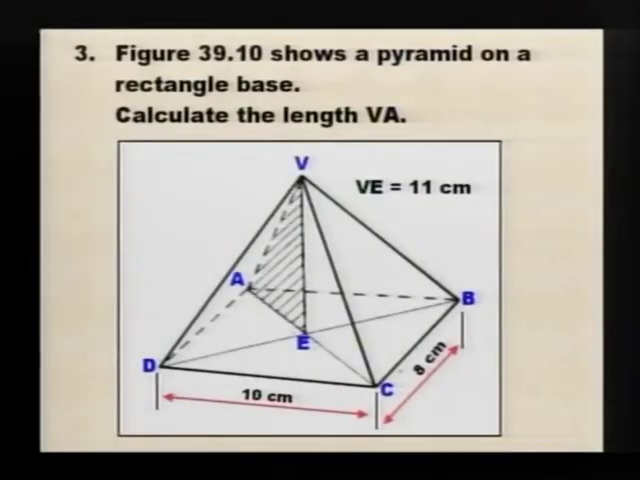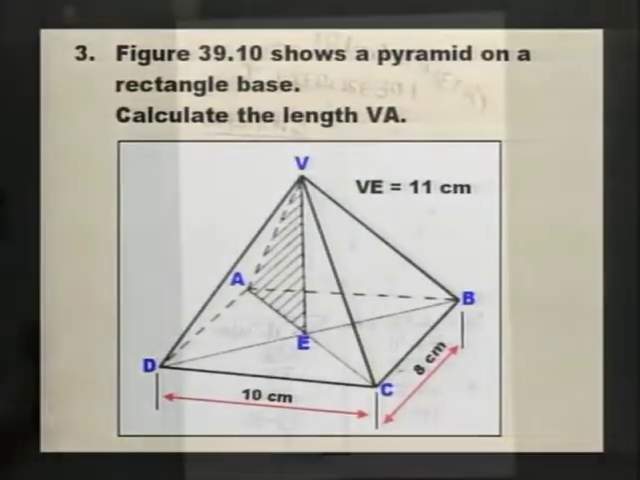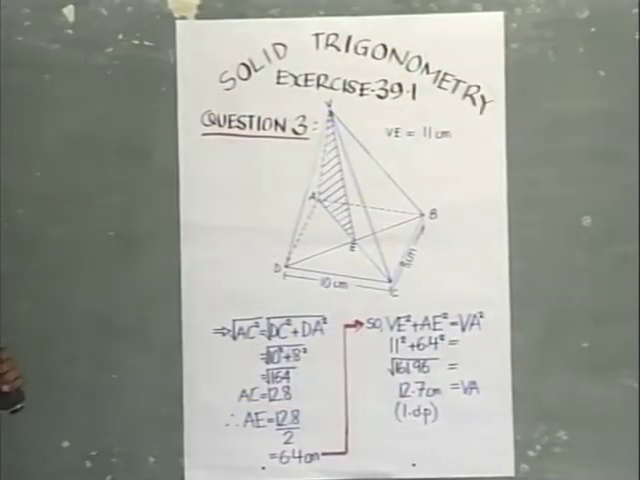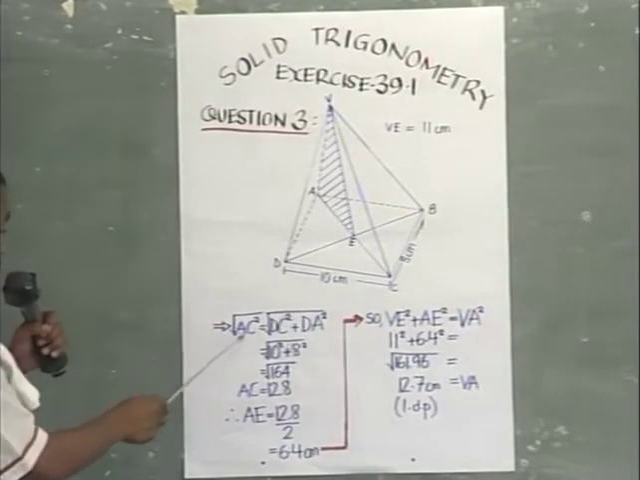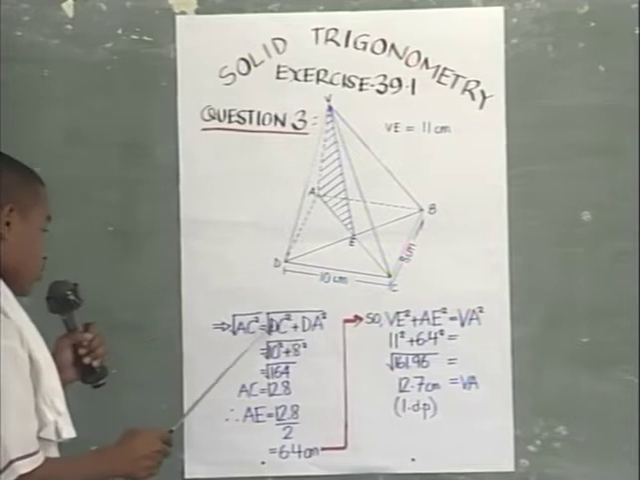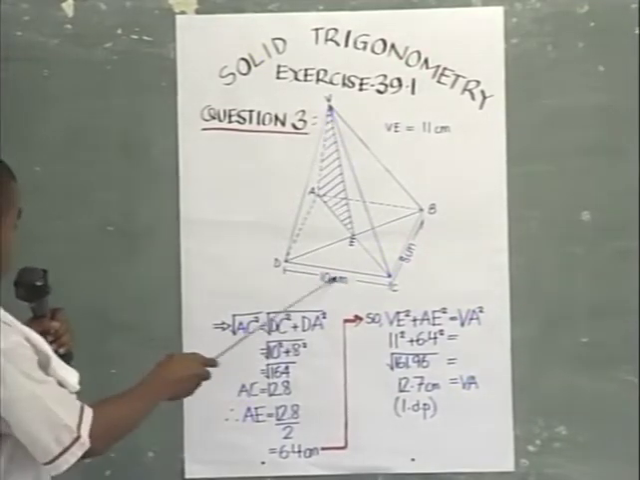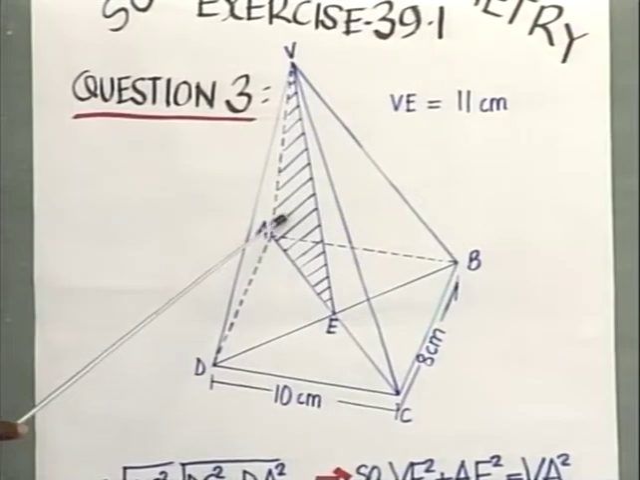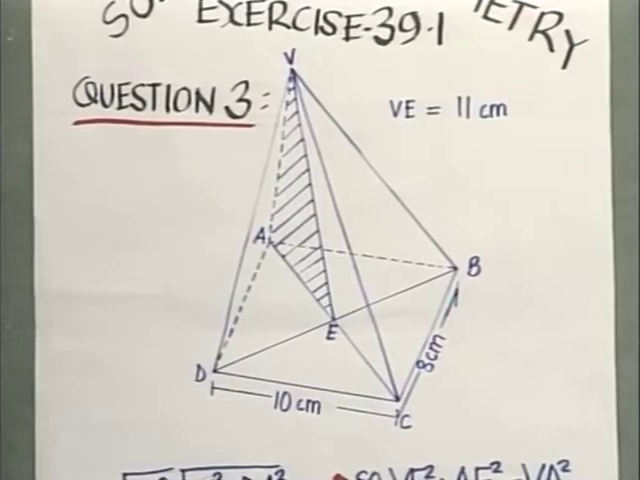Question 3 reads, Figure 39.10 shows a pyramid on a rectangle base. Calculate the length VA. To find the length VA, firstly we find the length AC. We use the Pythagoras theorem. AC squared equals DC squared plus DA squared, which is 10 squared plus 8 squared, which is 164. The square root of that is 12.8.